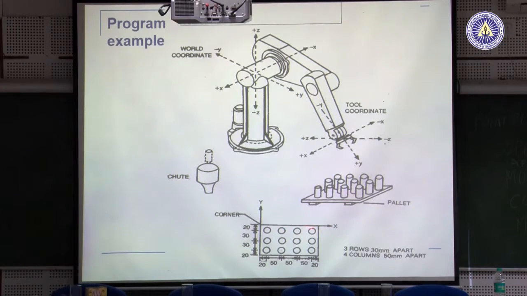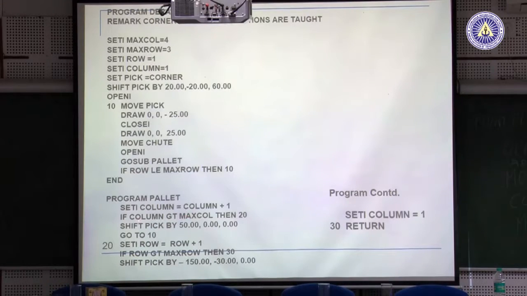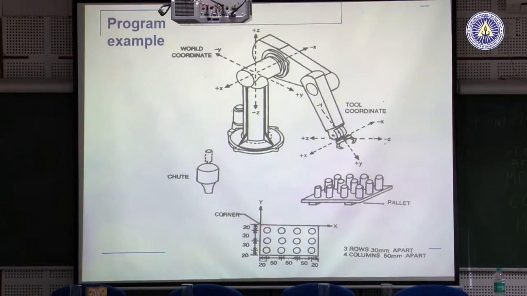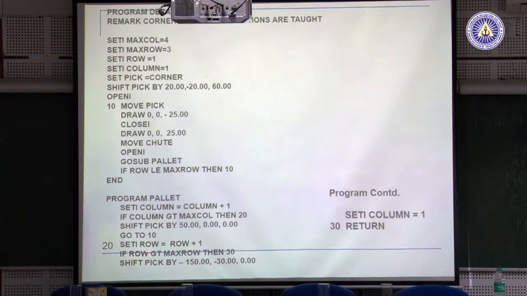If it exceeds that 4 number, it goes here, it indexes the row now. So it goes here if column is greater than this, 20, otherwise shift pick by 50. Which basically means that shifted by 50, 50 is this side, so it comes here. So we are basically indexing it. This point is being shifted here, here, here, then it's shifted here, here, here, like this in that order. The moment we exceed everything, if the row is exceeding the maximum number of rows, then go to 30. So 30 is return, it comes back to this line and then goes to end. So it ends the program.